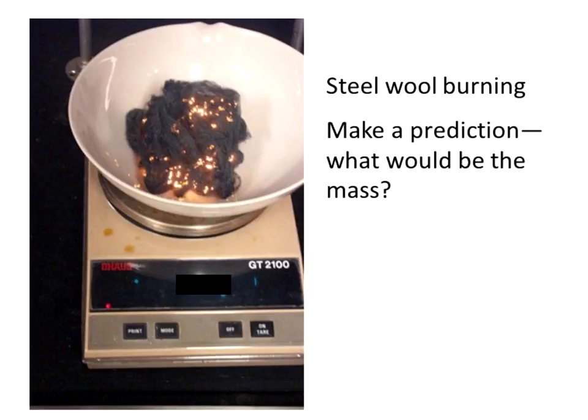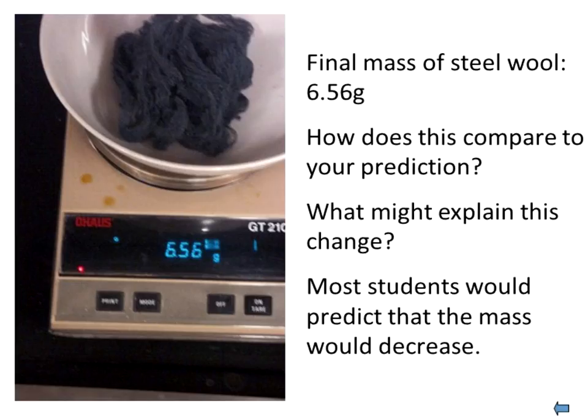So if we let it burn for a while and then we go and we look, we notice that the final mass of the steel wool is 6.56. It actually went up. So I don't know how that compared to your particular response, but what might explain this? Most students actually, most people, I do this a lot whenever I can light something and have a scale around, will predict that the mass is going to decrease.